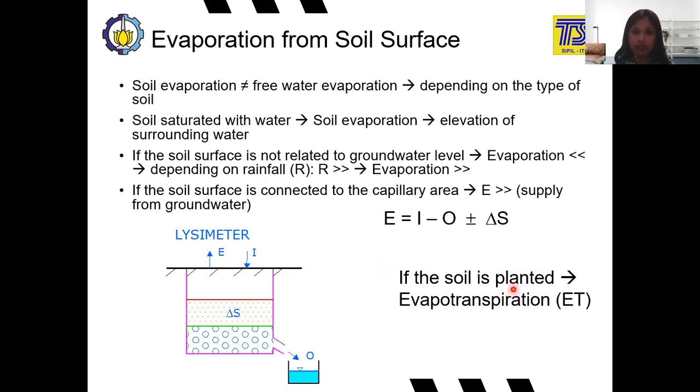What if the soil is planted? If the soil is planted, there is a plant. And then the evaporation of the plant is called transpiration. So the evaporation from the soil which has a plant is the evapotranspiration, or here we call it ET. So the evapotranspiration is the evaporation and the transpiration.